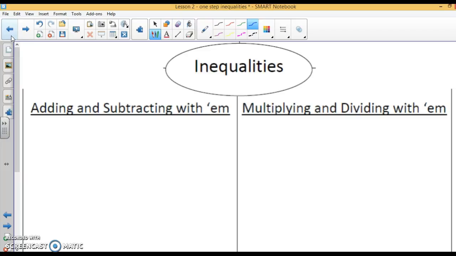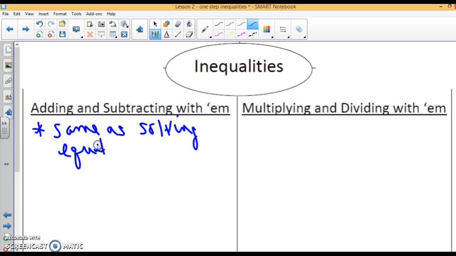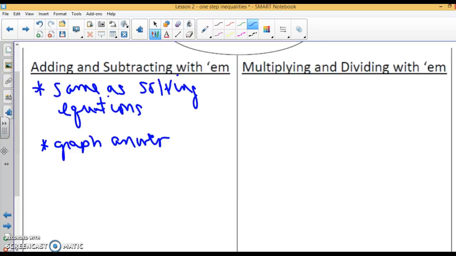So go in your notes to the first page. This is page 2. Adding and subtracting inequalities. Same as solving equations. The same as solving equations. You need to graph your answer. And we'll look at some examples in a minute and you're going to understand. Multiplying and dividing. Put a star. Key point.